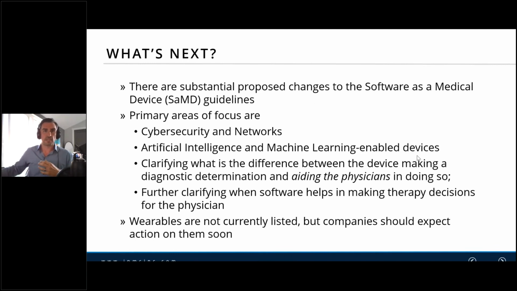Combined with this software as a medical device, right? So how do you keep a wearable secure within a patient's home? These kinds of things. I suspect that those will enter the marketplace as well.